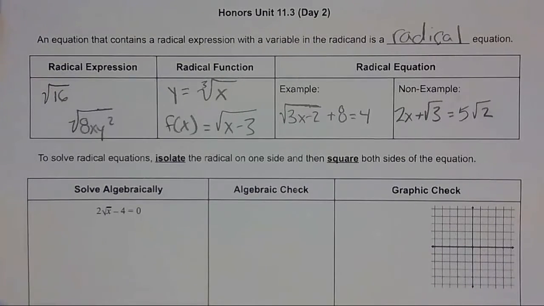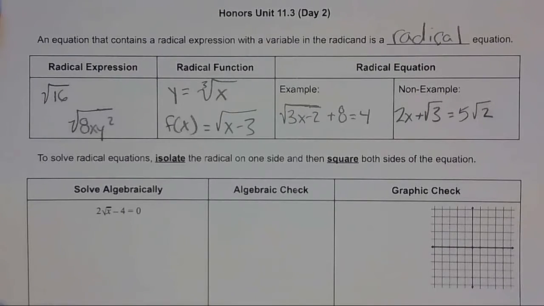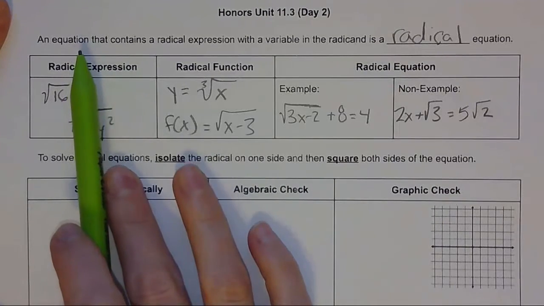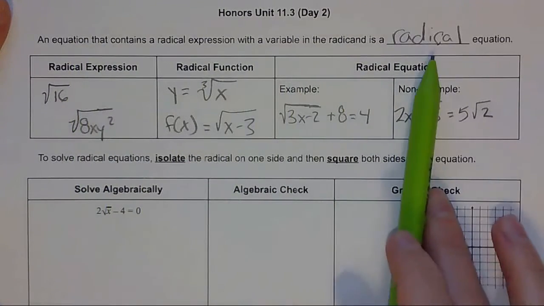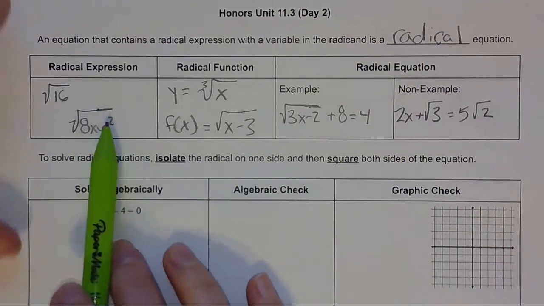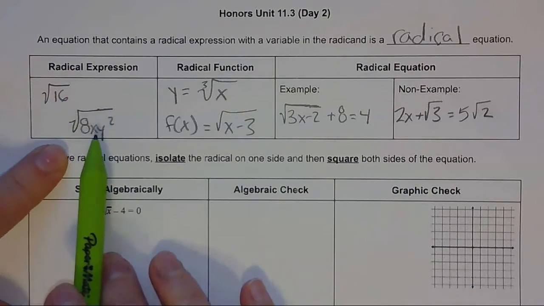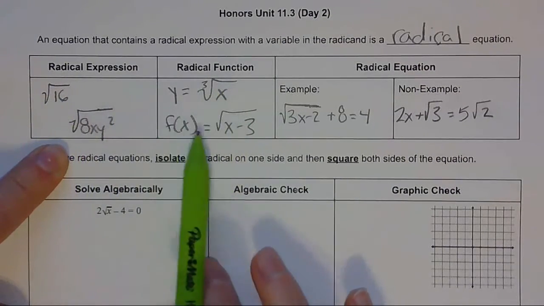Okay, so today we're going to be talking about solving radical equations. You're definitely going to see this again, so definitely learn this. A radical equation is just literally an equation that has a variable in the radical. A radical expression has no equal sign, so these are just square root something. Radical functions are things you graph.